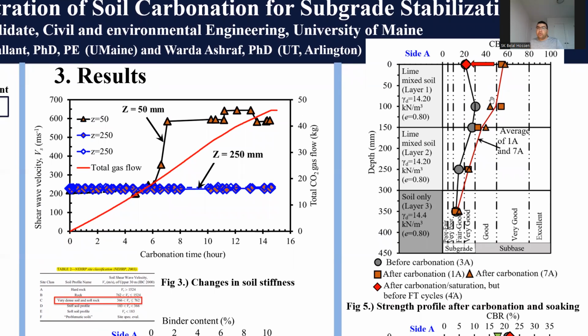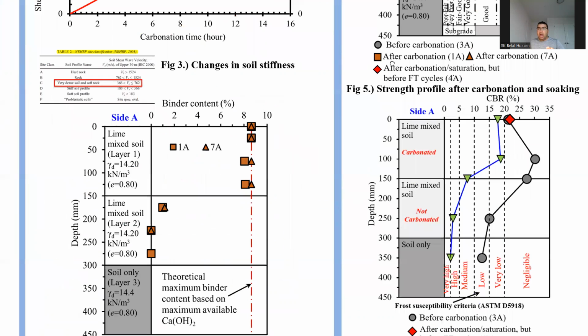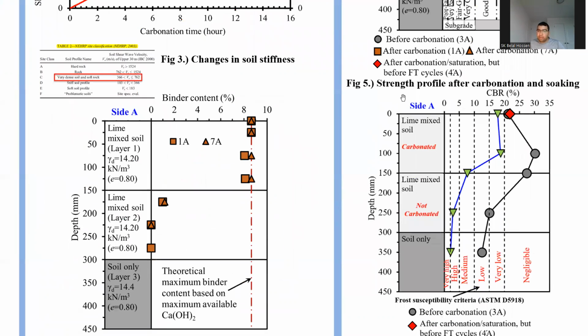However, before we took the box for applying freeze-thaw cycles, we soaked the material, meaning we saturated the box. That soaking causes a significant reduction in strength, as shown by this red diamond, which is completely aligned with the findings in the literature: soaking has a significantly negative influence on CBR value. After that, we applied 2 cycles of freezing and thawing to our box to see how durable the carbonated soil layer can be.